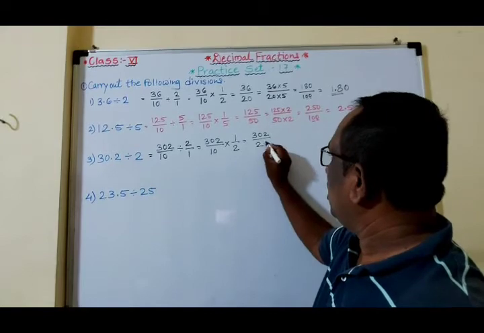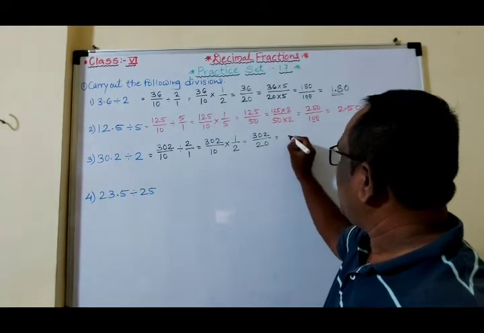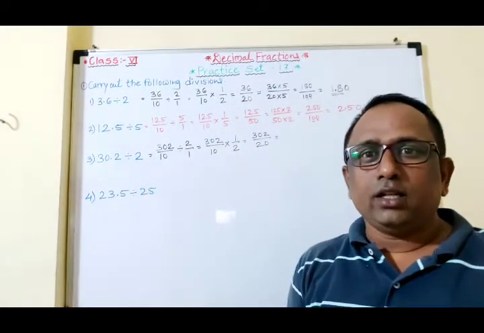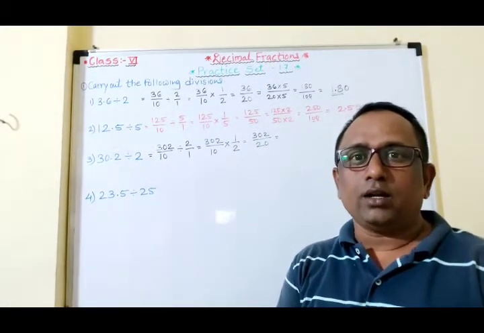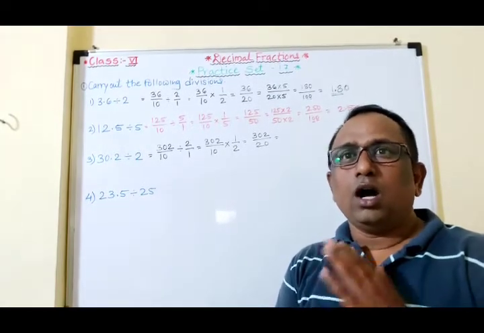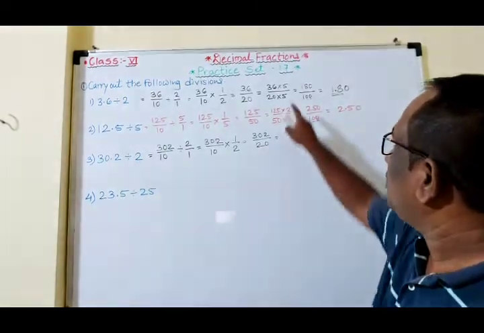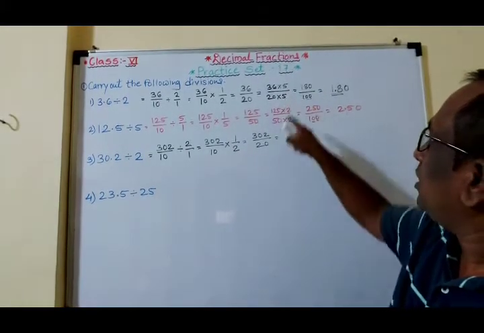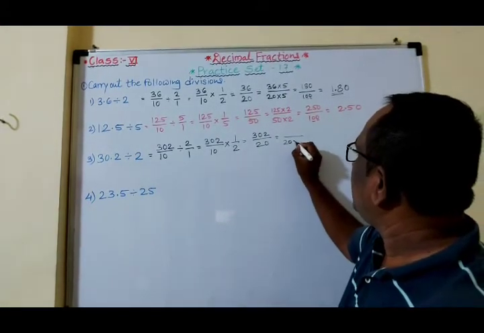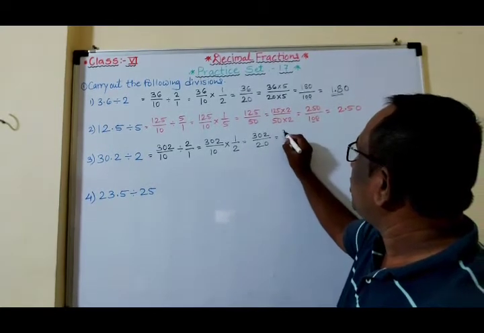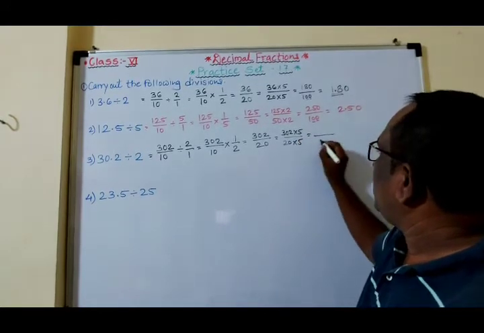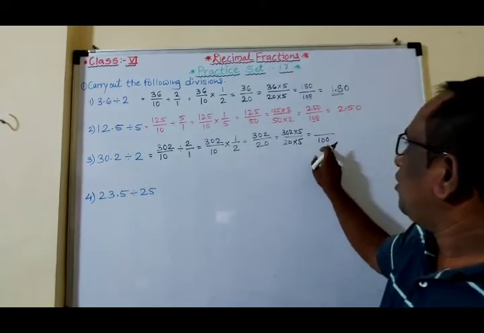Now 10 2s are 20. Okay, now students, here we have to convert this 20 into the form of 10, that is not possible because 20 is bigger than 10, so in the form of 100 or 1000. 100 we know. If we multiply 20 by 5, as in the first example we already solved, then we will get the denominator 100. So 20 multiplied by 5, and the rule is you have to multiply the numerator also by the same number, 5. Now we got the denominator 100.